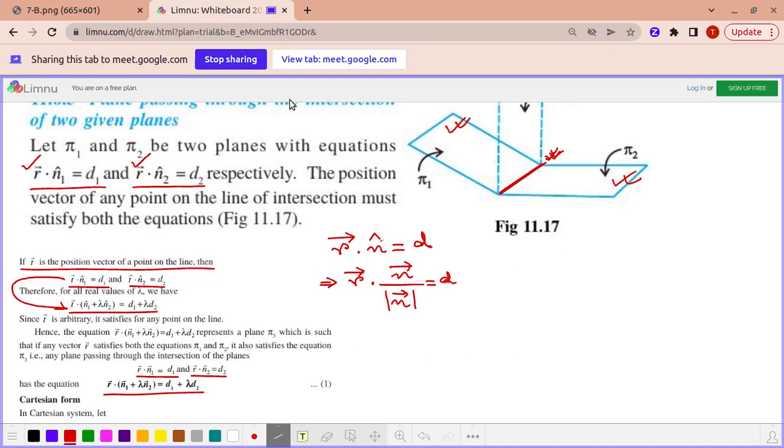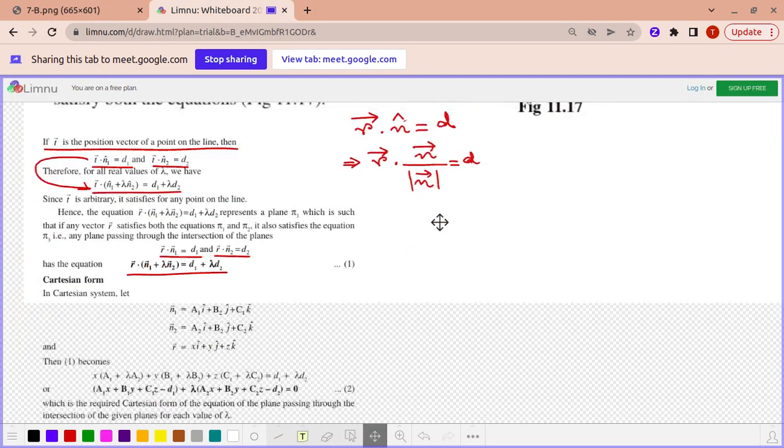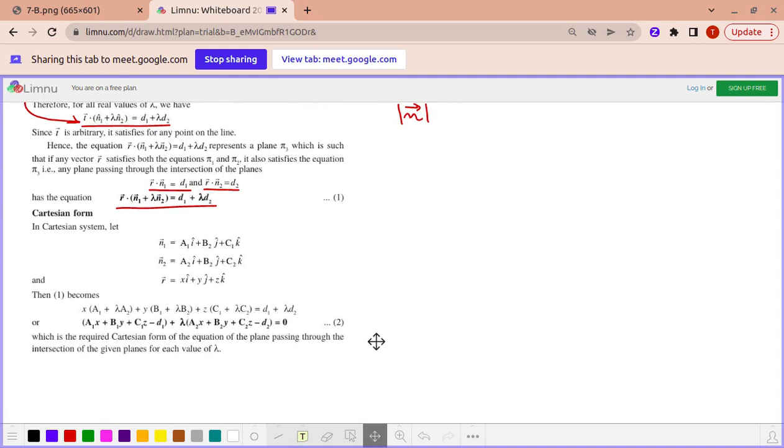So let's discuss the Cartesian form of that one. Here n1 vector will be what? In the component form we can express this as the n1 vector, this is the n2 vector, and r vector is xi cap plus yj cap plus zk cap. Now if we apply the component form expressions of these vectors here, we get the equation of the plane in the Cartesian form.